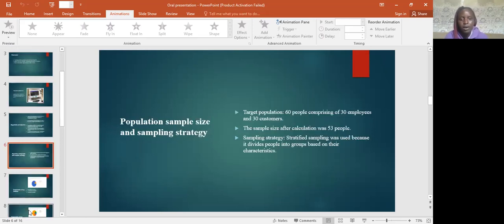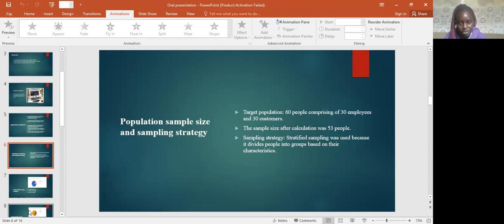So we also have the population, sample size, and then the sampling strategy. The target population was 60 people comprising 30 employees and 30 customers, which sum up to a target population of 60 people. And then for the sample size, after calculation, it was 53.